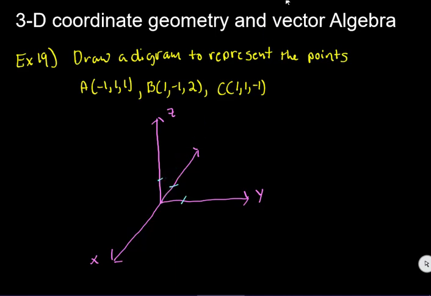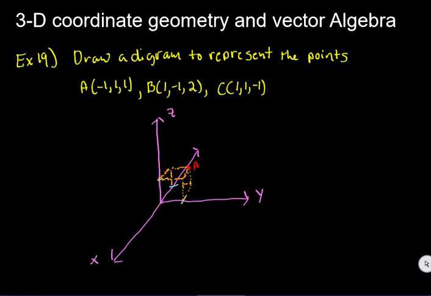Then I usually draw a little box right here, and I try to make those lines parallel to each of the axes, and then you can see where they're at. This point right here is the point A. So you can kind of see where point A is.